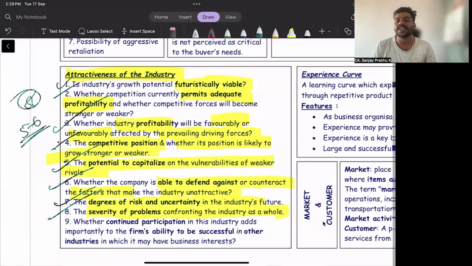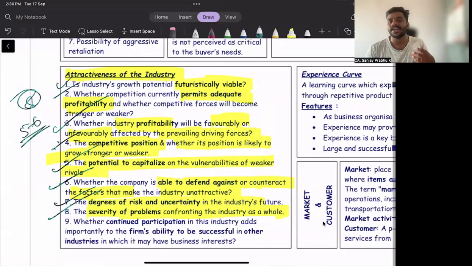So now we have discussed key success factor as well as attractiveness of industry. In key success factor, we have to think about customer, seller, product. Seller, there are 2 points. One, what are the resources a seller needs to have for competitive advantage over the rivals?